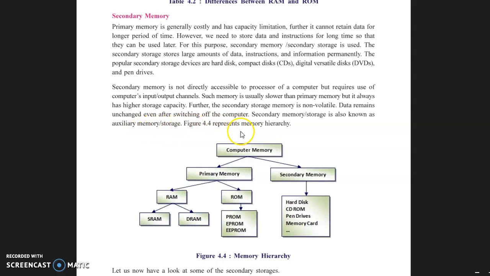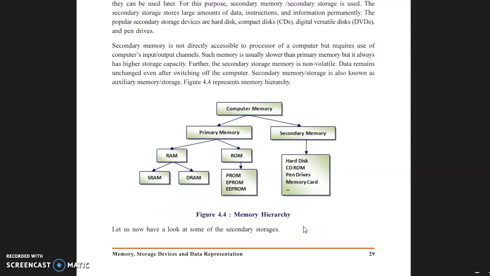Figure 4.4 represents the memory hierarchy of computer memory: primary and secondary. Primary memory: RAM and ROM. RAM includes SRAM and DRAM; ROM includes PROM, EPROM and EEPROM. Secondary memory: hard disk, CD-ROM, pen drives, memory card. These are all examples of secondary memory.